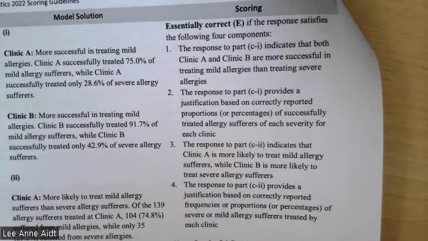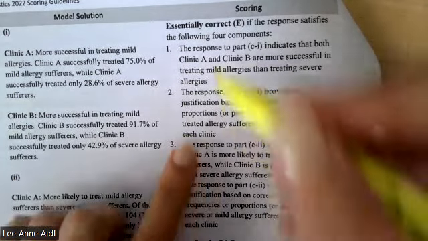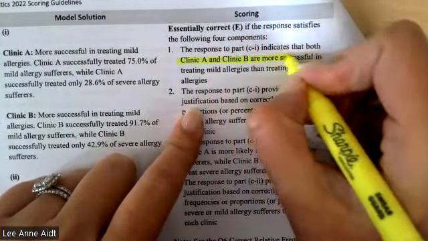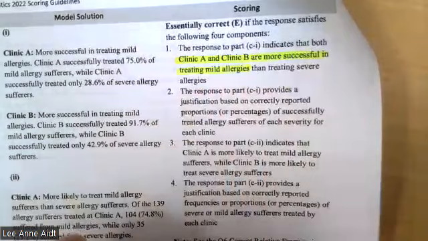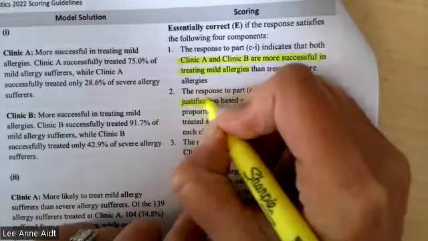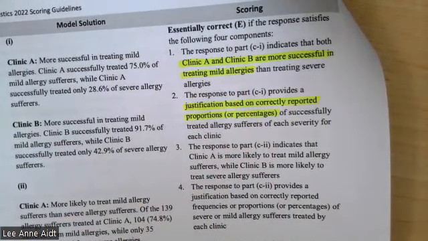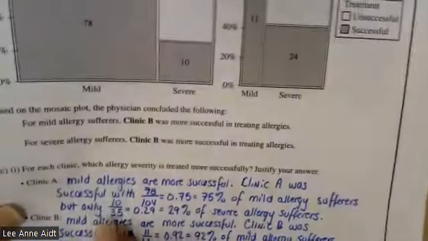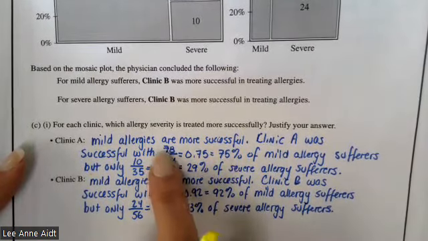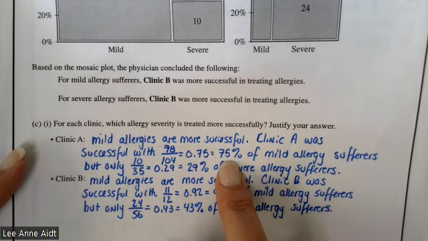Okay. This is where it was interesting. Okay, 4 components. You need to say that clinic A and B are both more successful in treating mild allergies, and you need to provide a justification based on proportions or percentages. So I said mild allergies are more successful. Clinic A was successful with 75. I did everything. I did the fraction and the decimal and the percent. I don't even know why. I did not need to do all that.